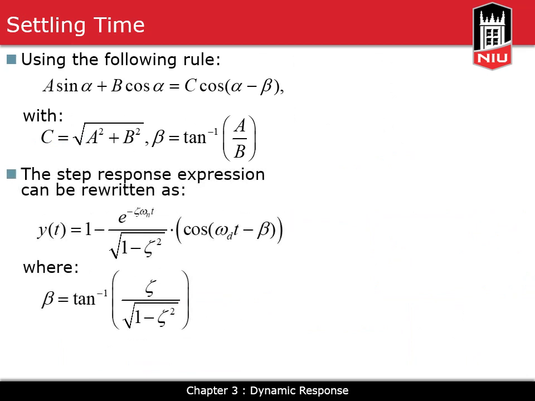Next, we want to find settling time. To find the settling time, we are first going to use this identity in the top to rewrite the function y of t that we found earlier, that had a sine and a cosine inside brackets, as this equation here. The reason we do this is because we need just a cosine to show up there, not both a sine and a cosine. And here we are also defining a new parameter beta, which is the inverse tangent of zeta over square root of 1 minus zeta squared.